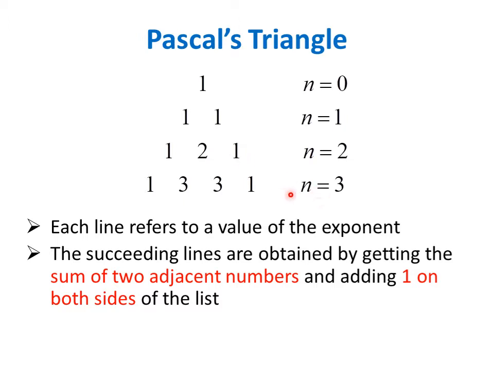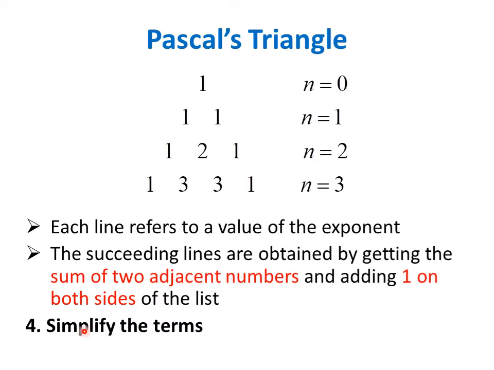Okay, for the coefficients, when the given exponent n is equal to 3, we use this line to obtain the next line. So we have 1 plus 2, two adjacent numbers. 1 plus 2, that's 3. 2 plus 1, that is also 3. And we have to add 1 on both sides of the list.